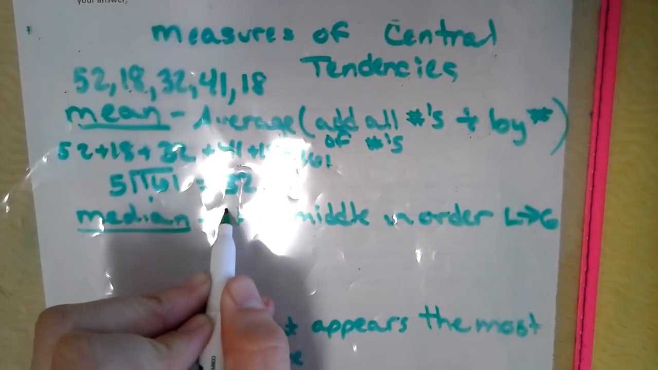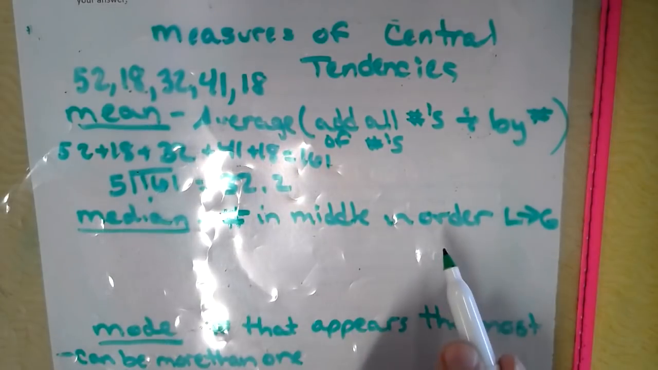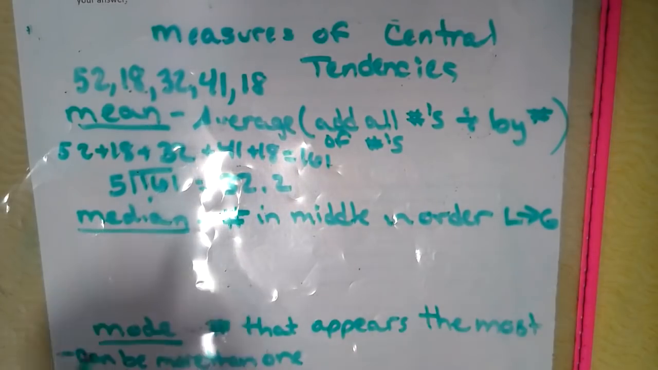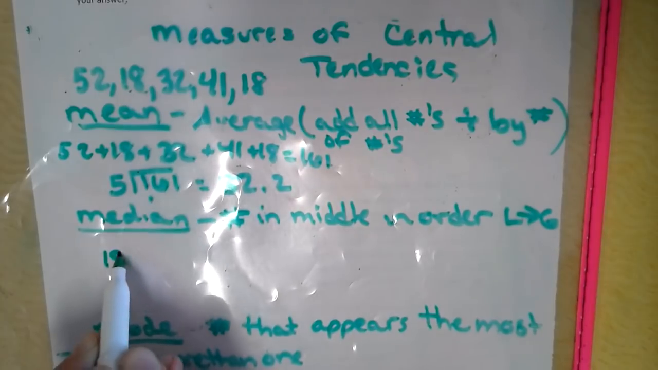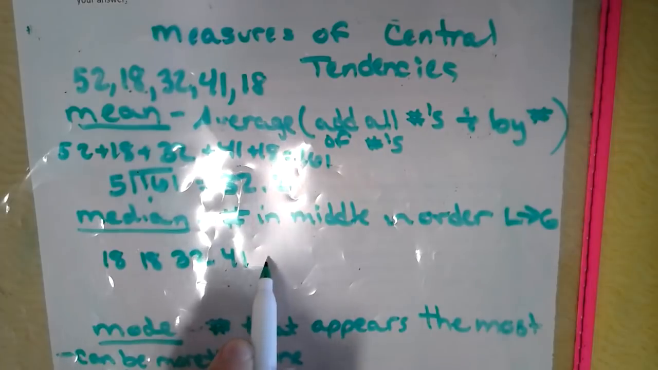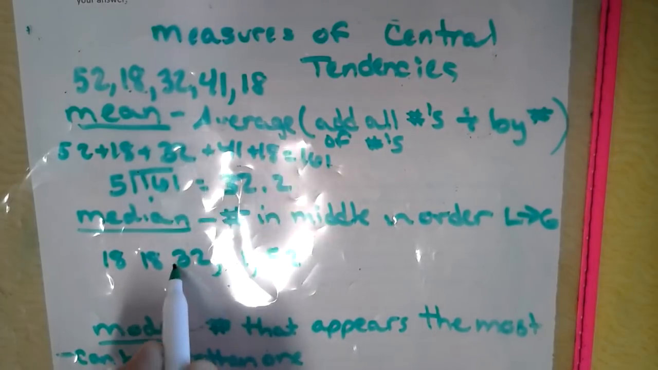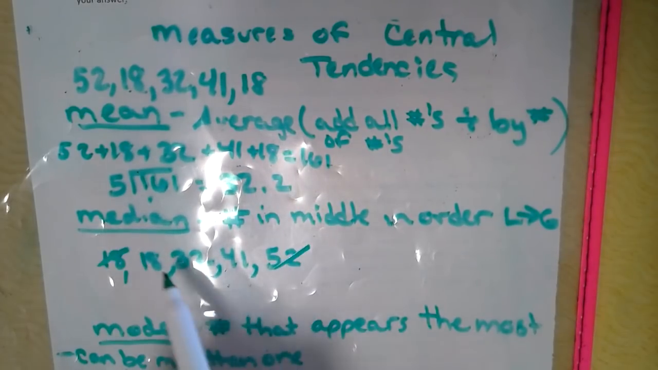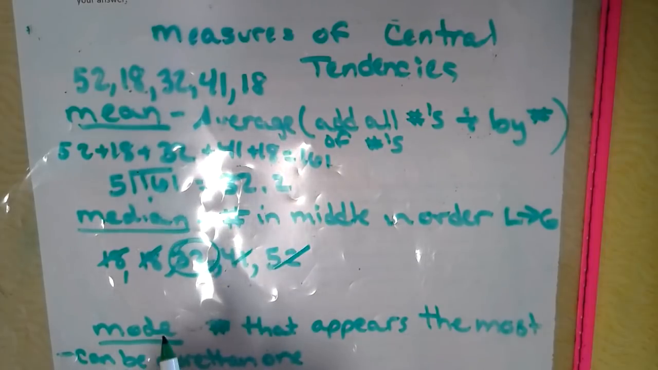Now the median is the number that is in the middle when you put them in order from least to greatest. So then we take 18, 18, 32, 41, 52, and we find the center. So we have 1, 1, 2, 2. The center would be 32, so the median would be 32.